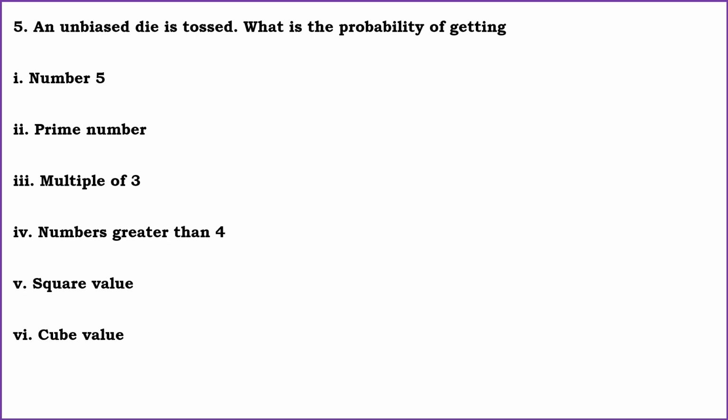Next one. Now, coming to the dice concept. An unbiased die is tossed. What is the probability of getting number 5? If I throw a dice one time, we all know that there are 6 possibilities. Either we'll get 1 or 2 or 3 or 4 or 5 or 6. What is the probability of getting number 5? As this is the basic question, we'll get only 1 out of 6. So, answer is 1 by 6.